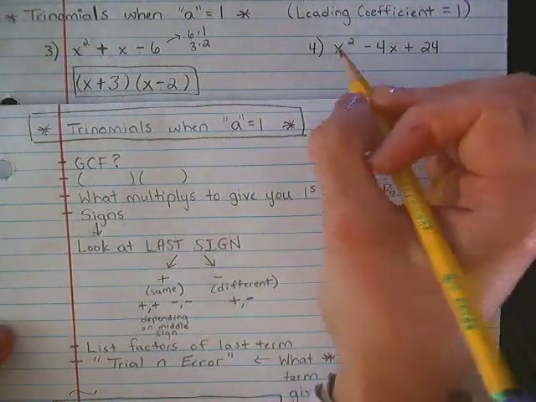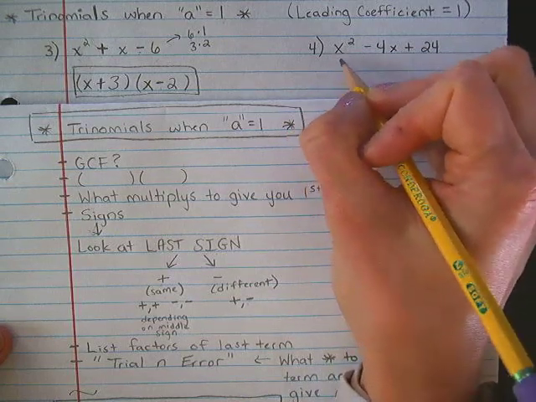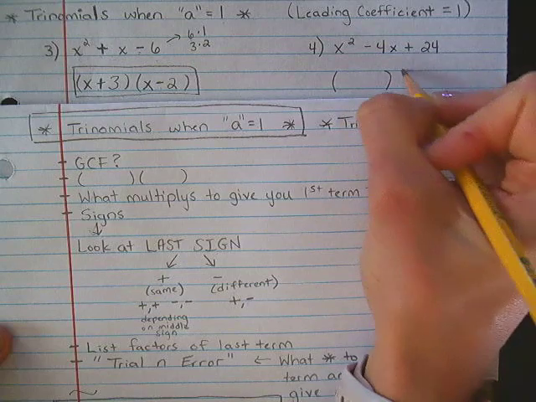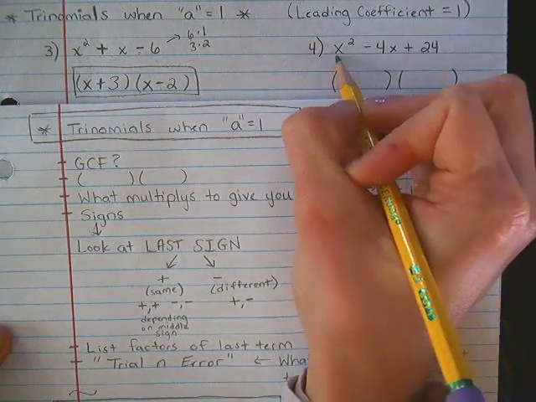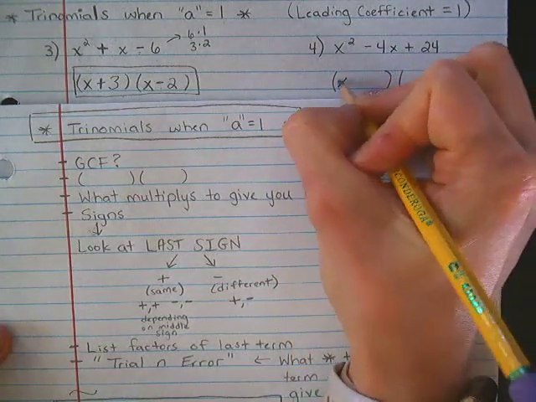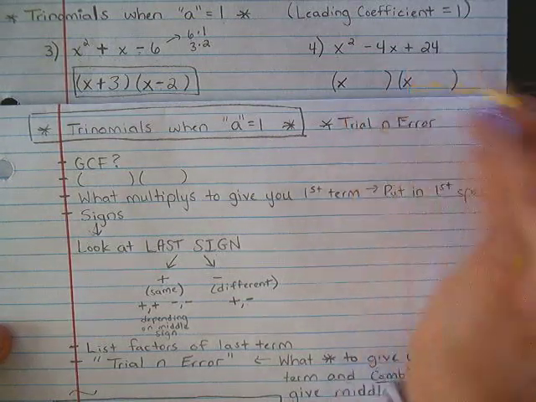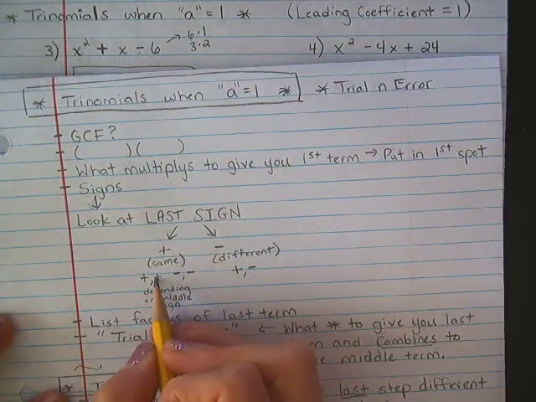I'm going to ask myself, okay, does it have a GCF? Do they have anything in common? And no, they don't, so I can go ahead and put my 2 parentheses. What times what gives me x squared? X times x gives me x squared. Look at the last sign. It's a positive. So that means they're both going to be the same.